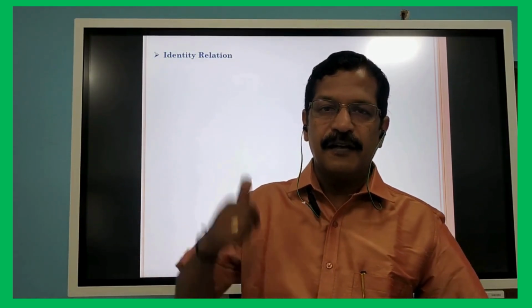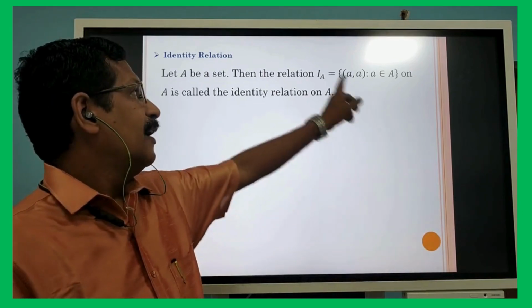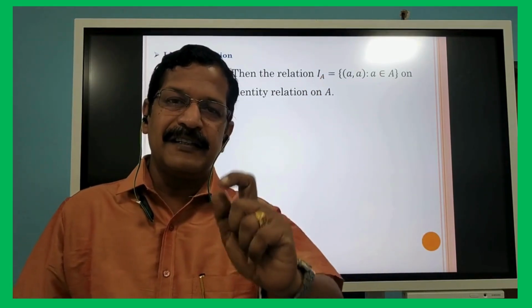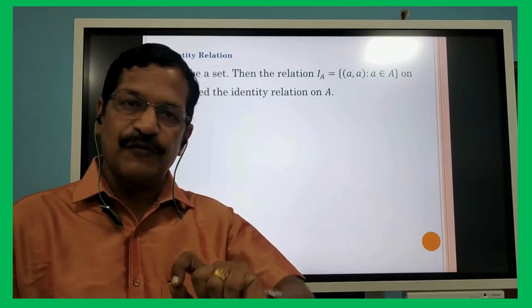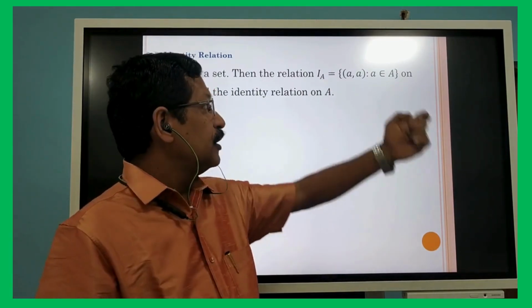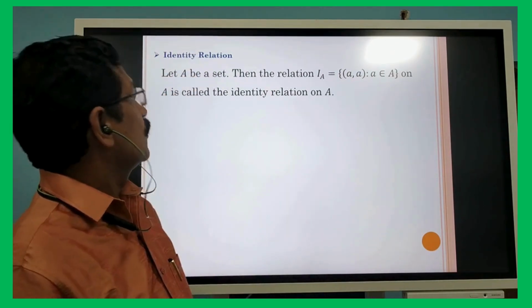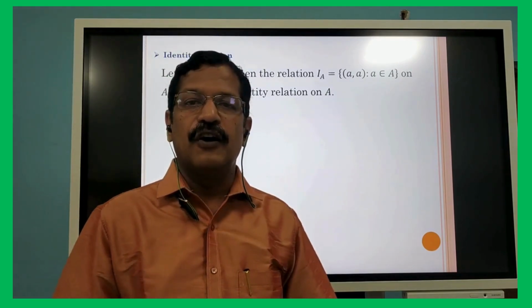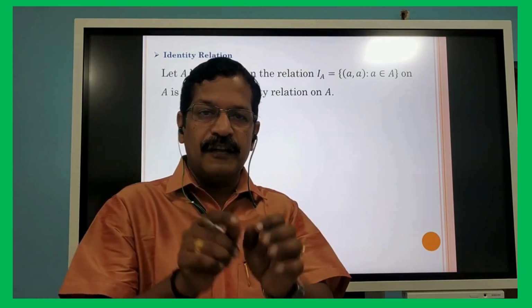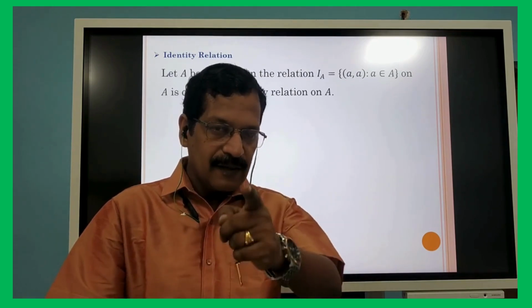Now I am going to discuss another relation that is called the identity relation. Let A be a non-empty set, then a relation I_A, generally the identity relation is denoted by capital I, and it is defined on the set A, so we write I_A. It is the set of all ordered pairs (a, a) such that a is an element of A, and it is called the identity relation on A. So the identity relation is the set of all elements that are related to themselves. That is called the identity relation. I'll give you an example.